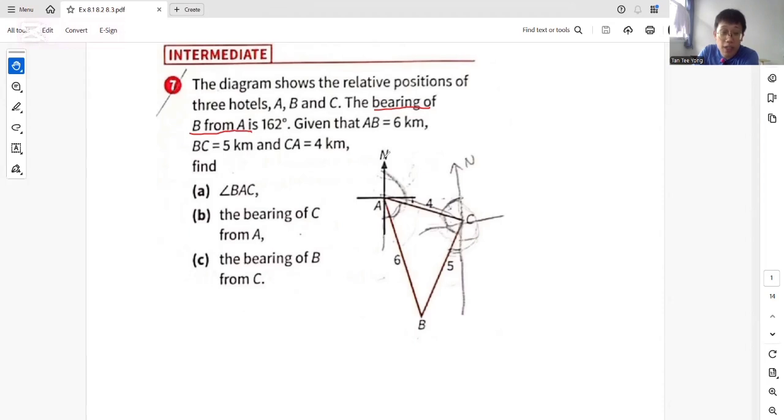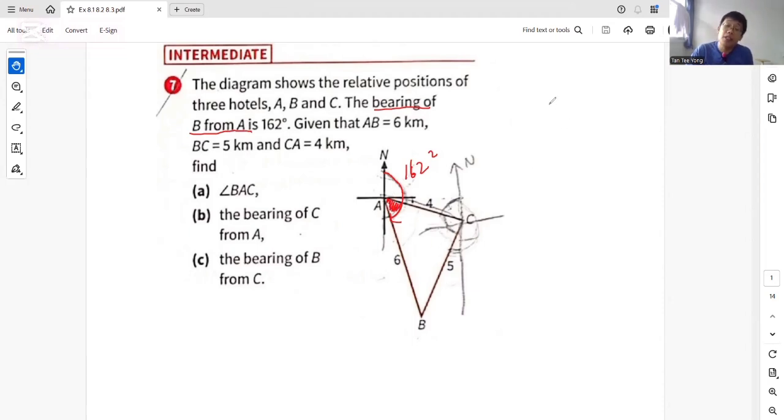So you draw a compass. The compass is already given at A. B from A is 162, so this angle here is 162. Given that AB is equal to 6 km, which is labeled, and CA is equal to 4 km, find angle BAC. Angle BAC is this angle shaded over here.